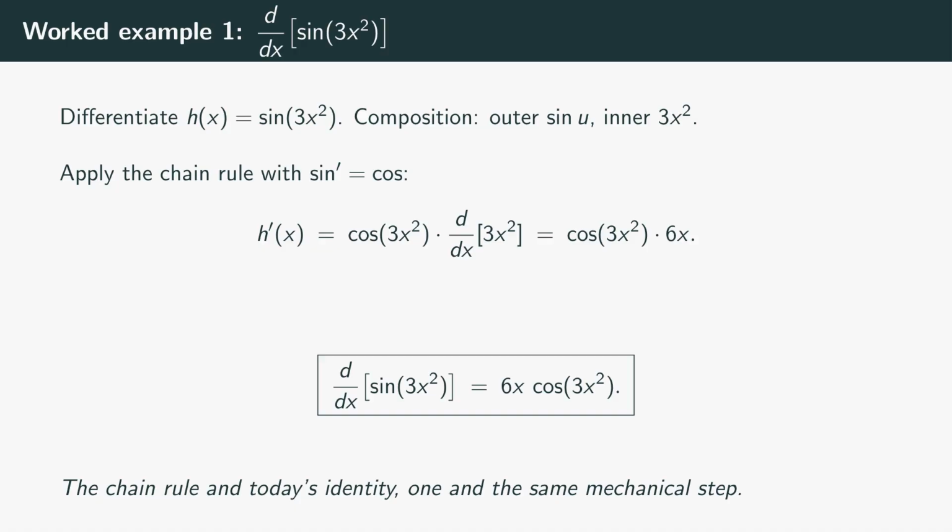Done. Notice, this is exactly the same calculation we did in episode 6 as worked example 2, with x squared instead of 3x squared. The chain rule did the structural work back then. What was missing was a proven derivative of sine. Now we have one. The calculation goes through without a single act of faith.